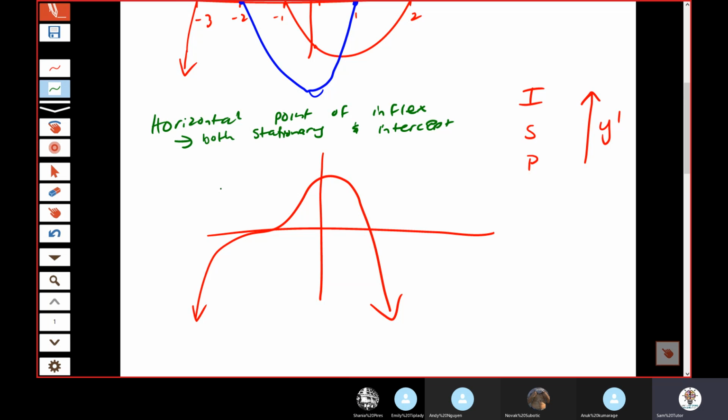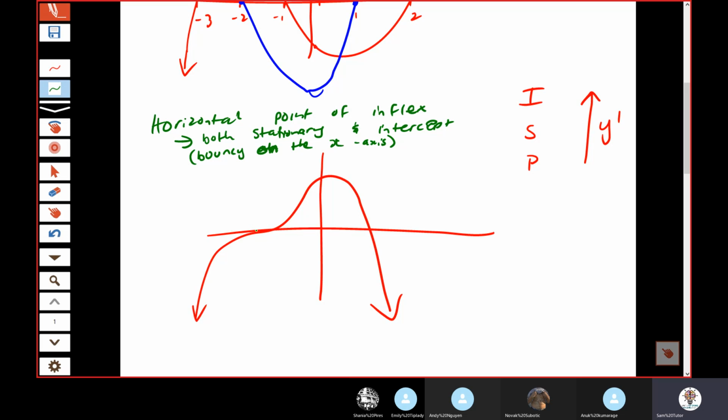Because we realized that y dash equals 0, we said it was a possible point of inflection, and we have to go and prove it here. So both of these are equal to 0. So technically it is stationary and it is a point of inflection, which means it will become stationary, but then the stationary will become an intercept. So horizontal point of inflection is both stationary and intercept, or in the words you probably remember, bouncy on the x-axis.